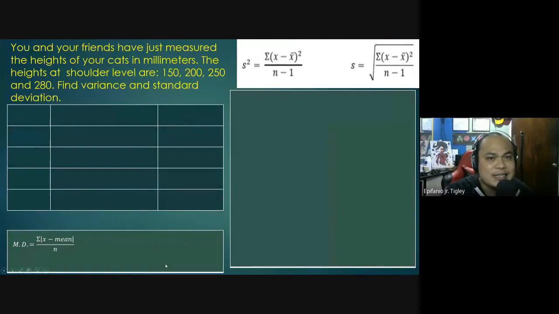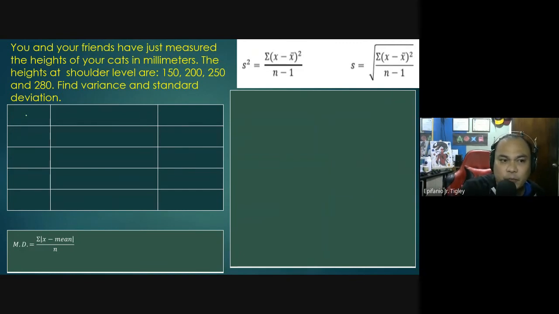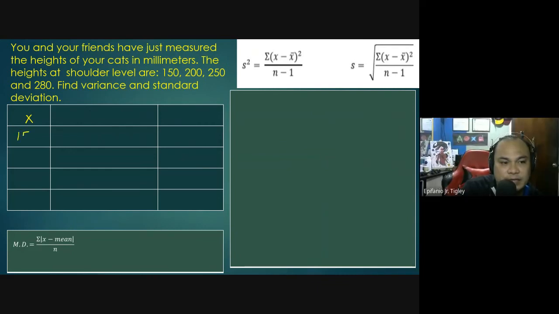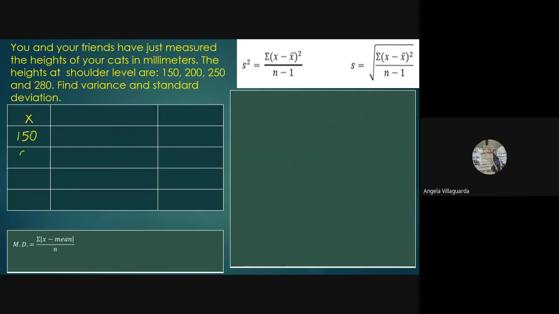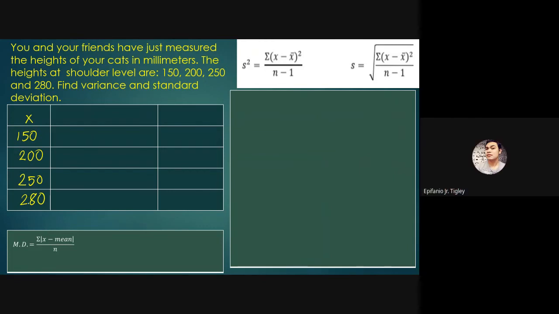Let's have our example. Still, we're having the height of the cats. But this time, I will be solving the variance and the standard deviation for this. Okay, let's continue. Start with the scores. What are the different heights given? 150, 200, 250, and 280. These are the different heights.